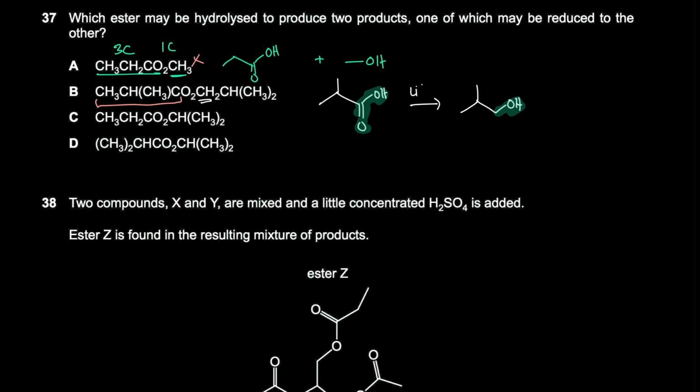For reduction of carboxylic acid, we have to use anhydrous lithium aluminum hydride. Remember, NaBH4 does not work for reduction of carboxylic acid. It is not a strong enough reducing agent. So the answer over here is B.